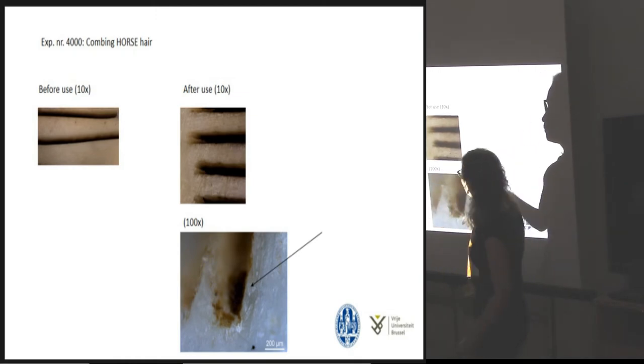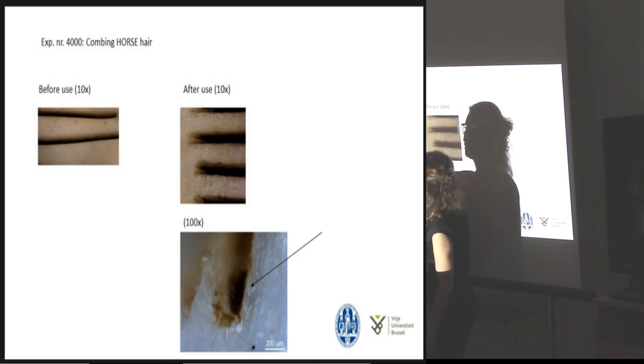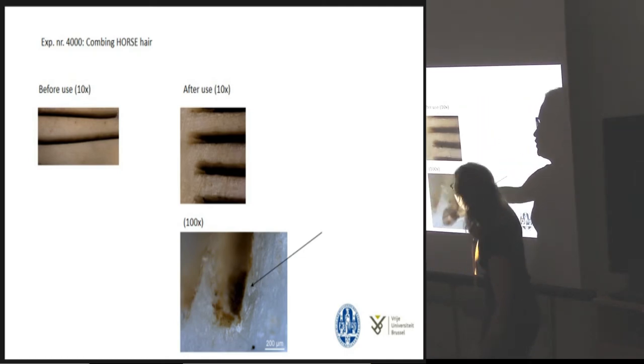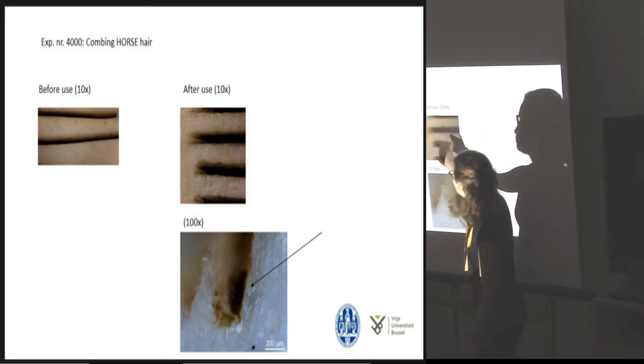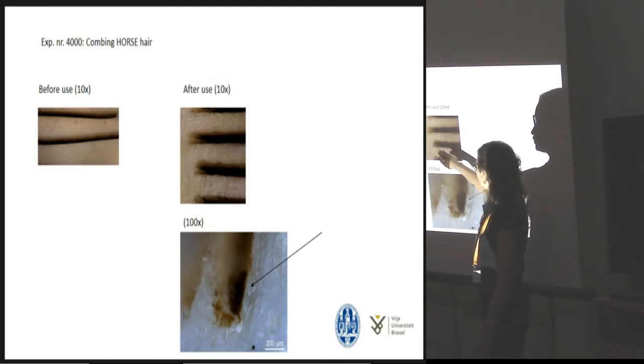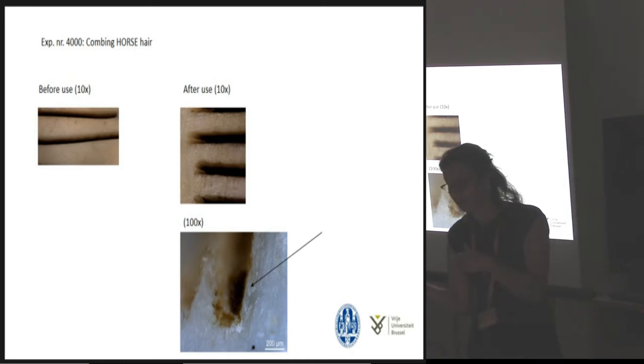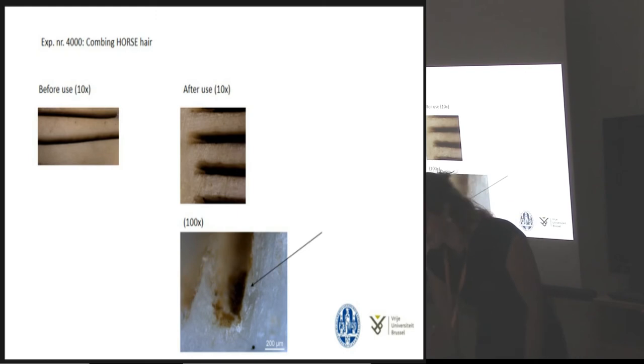I'll just explain where you find the traces. First you have your comb piece like this. After use, I don't know if you see it, but you have a little bit of a shiny zone, and it's on those shiny zones that you find your first traces. But microscopically. So when you see the comb like this, you won't see those traces yet. On the archaeological ones, yes.